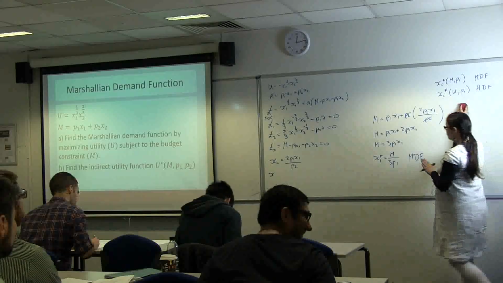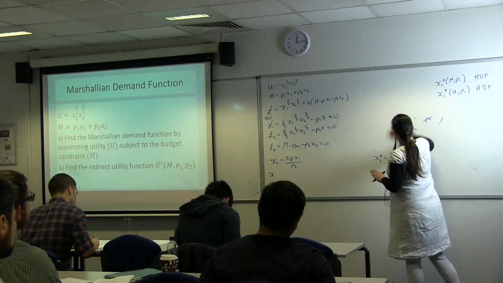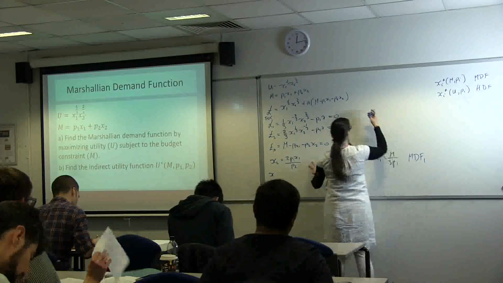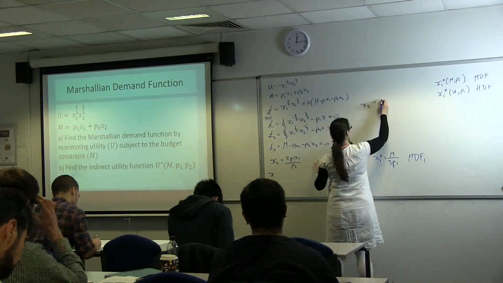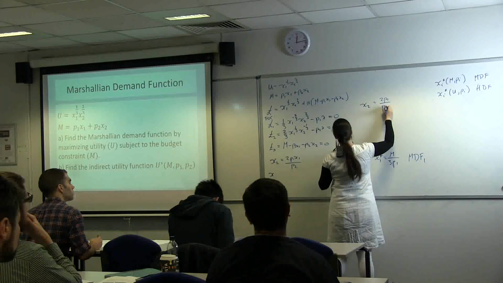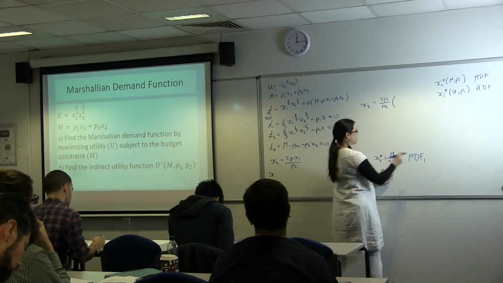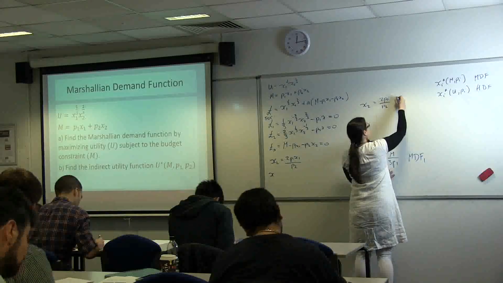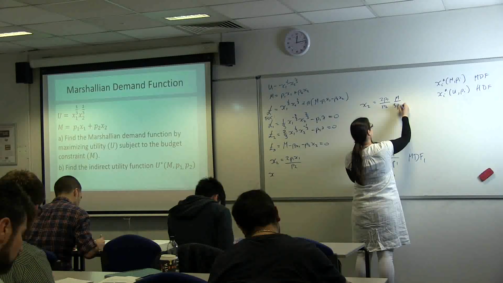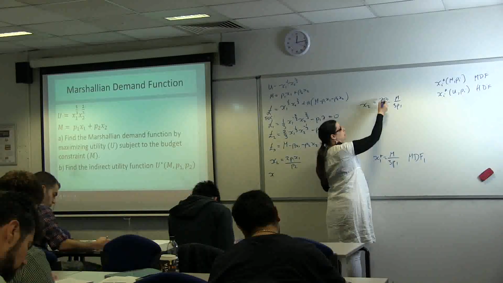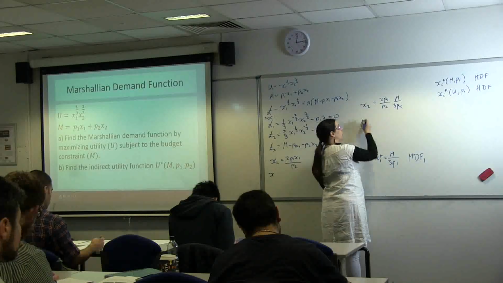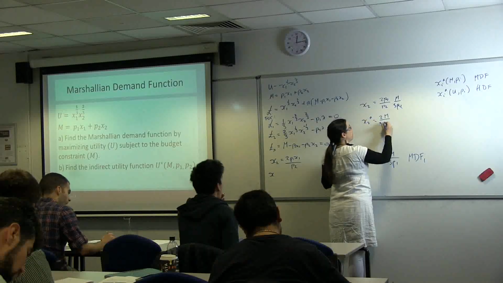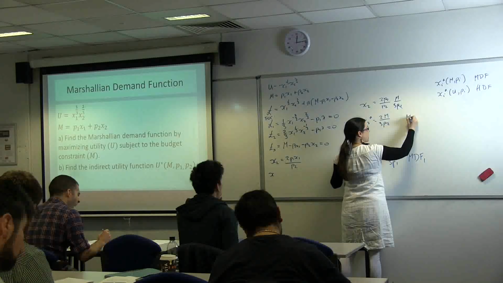Okay, I need to move this, because I need space. So this is my x2. That is equals 2p1 over p2 times the x1, which is this one. Actually, I don't need the bracket. Which is m over 3p1. So what I can do now, cancel out by the p1. And then x2 star is 2m over 3p2. And that is MDF2.